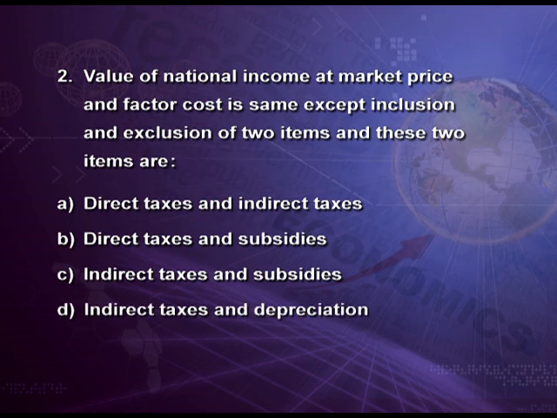My question is, what is the difference between GDP at factor cost and GDP at market price? Yes, it is indirect taxes and subsidies, that is third option. Because when we add indirect taxes and we subtract subsidies, we get GDP at market price.